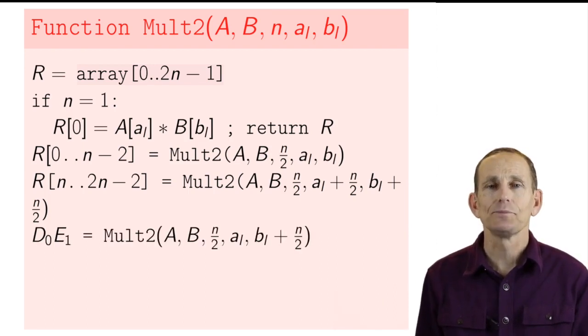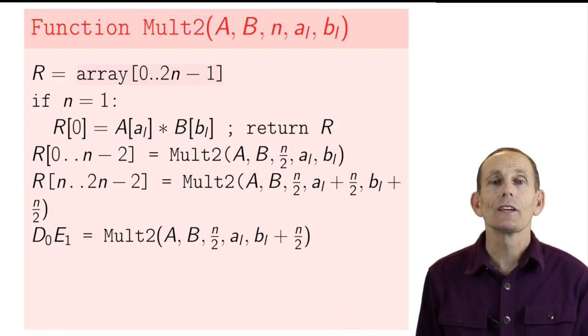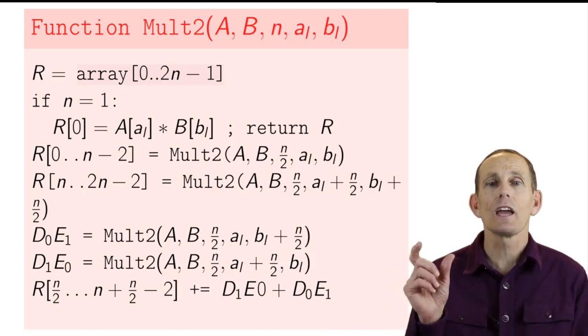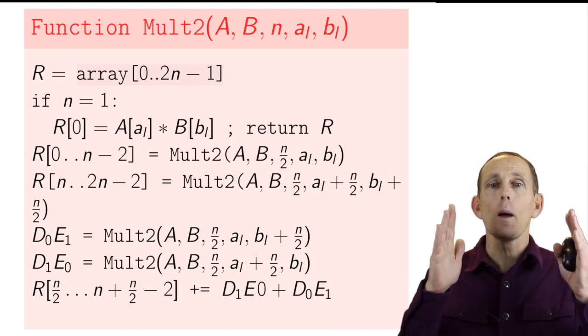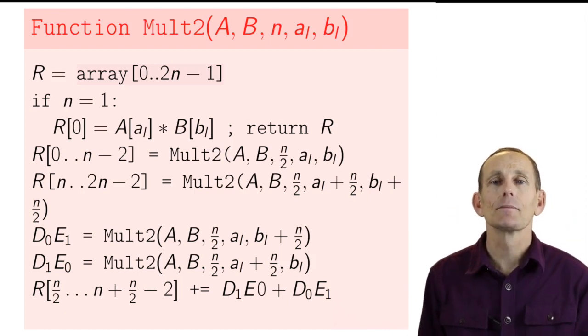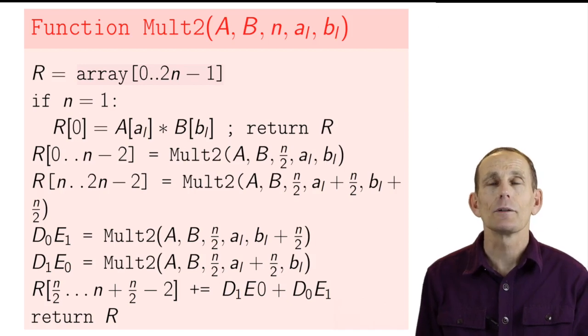Then what we have to do is calculate d sub 0 e1 and d1 e0, and then sum those together. When we sum those together, we're going to assign those to the middle elements of the resulting array. And we'll then return that result.